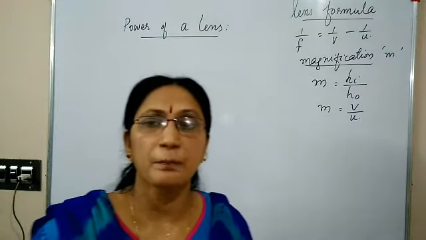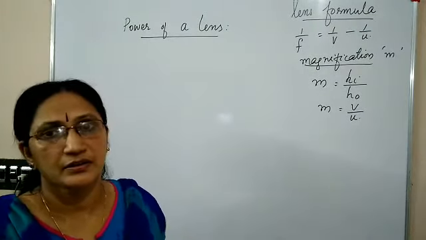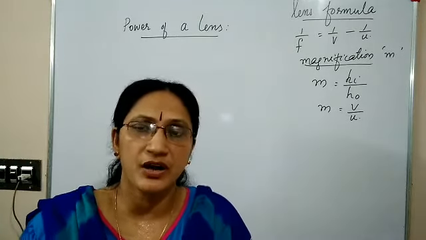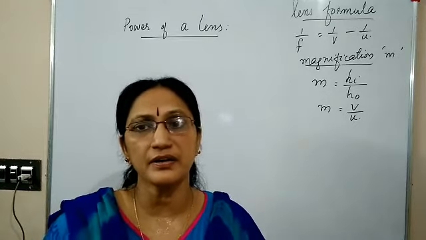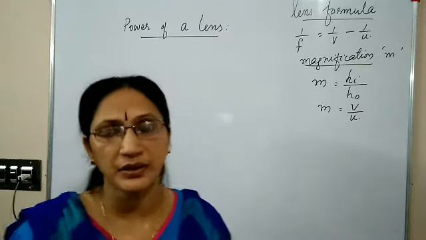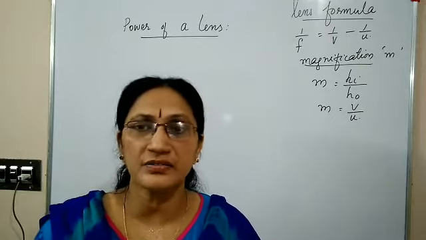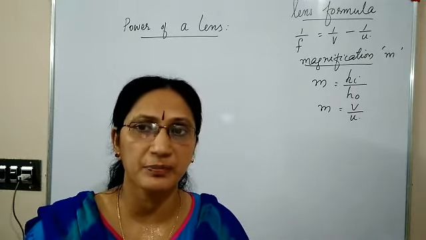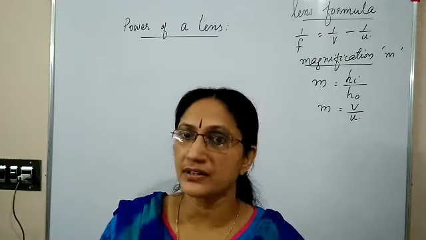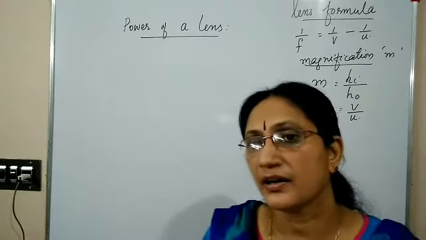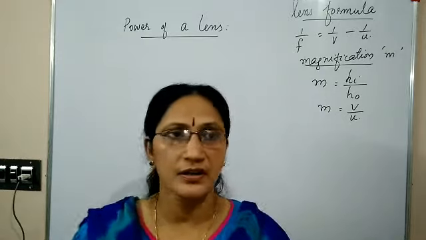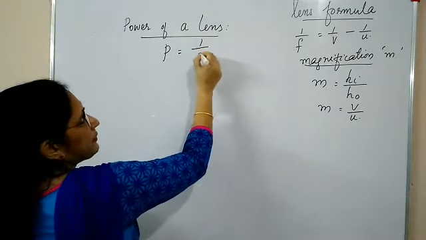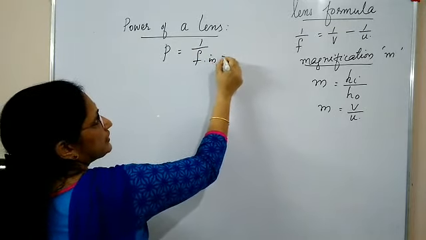Next topic, power of a lens. The term power denotes how much or how far the light rays can be deviated while passing through a lens. A lens that can deviate the light rays through a large angle has high power. If the light rays are deviated through a small angle, its power is less. And power can be found out by the formula 1 upon focal length in meter.